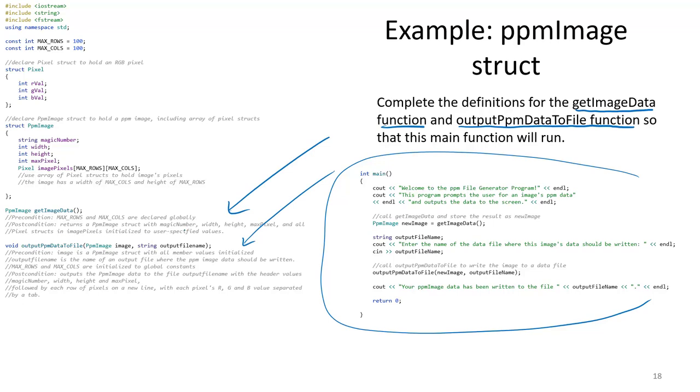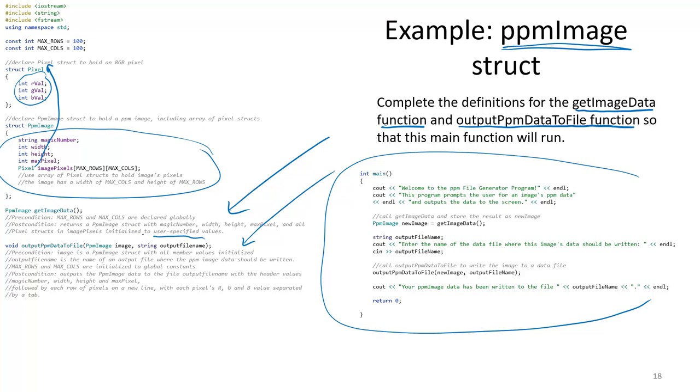getImageData is supposed to prompt the user for data for a PpmImage struct. So it will ask the user to input all the data needed to initialize this PpmImage struct. Notice this PpmImage also contains a pixel struct, where each pixel struct contains RGB values corresponding to a pixel. If you need a review on PpmImages, definitely check out our prior videos on applications of arrays. And that includes a basic explanation of how PpmImages work.